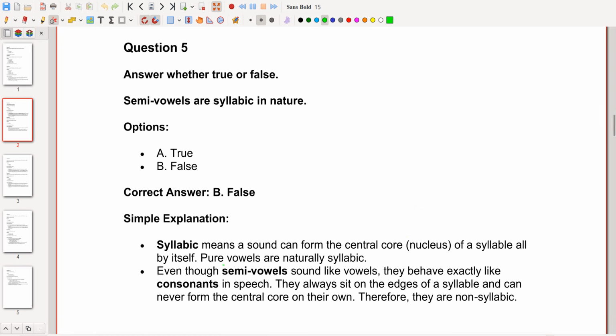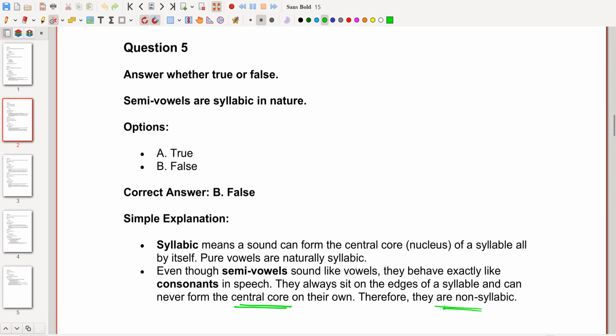Okay, so pure vowels are naturally syllabic, but semi-vowels also sound like vowels and they behave exactly like consonants in speech. See, semi-vowels sound like vowels, but they behave like consonants. So they always sit on the edge of a syllable and can never have a central core on their own. So they are not syllabic.